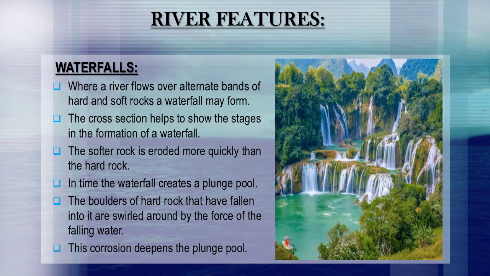Another feature is the river feature, which shows what a waterfall is, and it states that a waterfall is an area where water flows over a vertical drop or a series of steep drops in the course of a stream or the river. Waterfalls also occur where meltwater drops over the edge of a tabular iceberg or ice shelf. It also states that the boulders of hard rock that have fallen into it are swirled around by the force of the falling water, and this corrosion deepens the plunge pool.